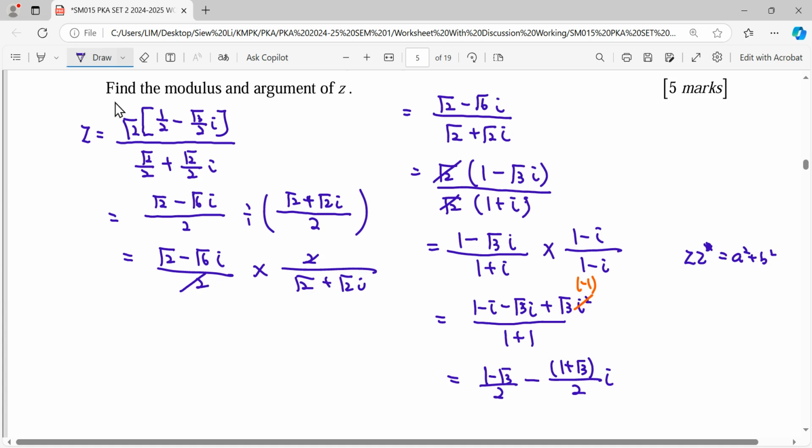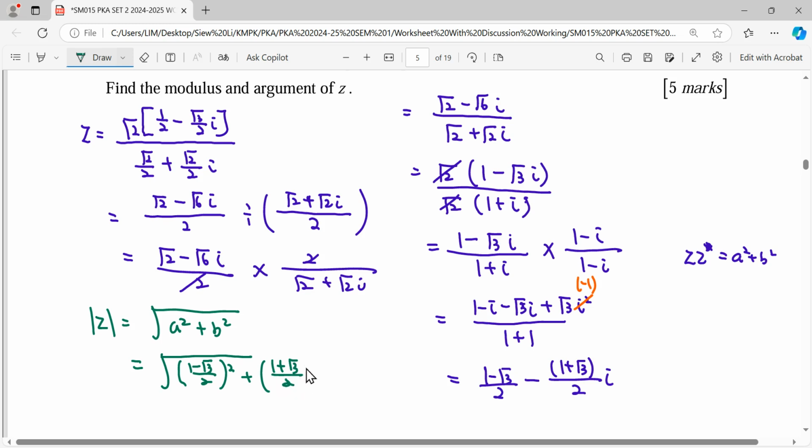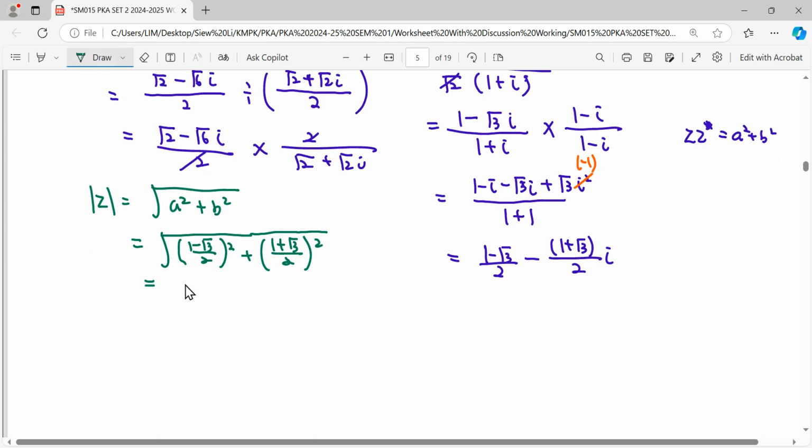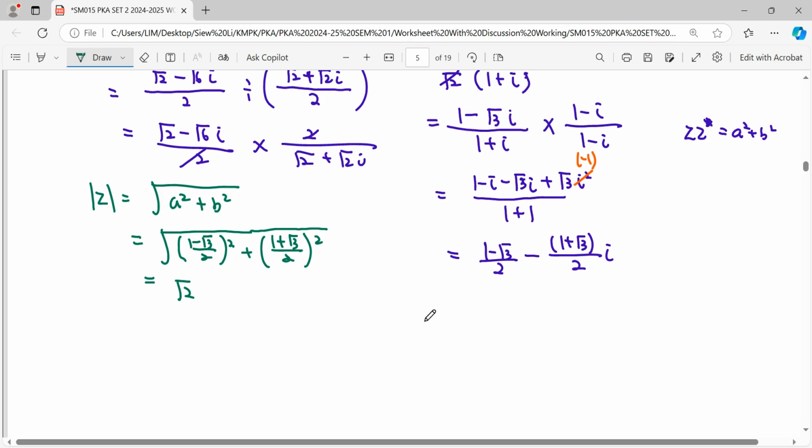Then we're going to find out what is the modulus of the z. So modulus of the z will be square root of a squared plus b squared. So this is your a. This is your b. We just need to press the calculator to get the simplest form. We get root 2.